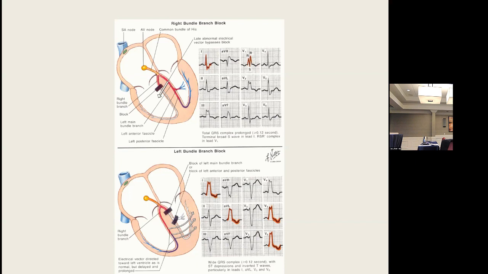If you block it really proximally, you're going to get a classic appearance. But if you block it distally, you're going to get a mutant. Okay.